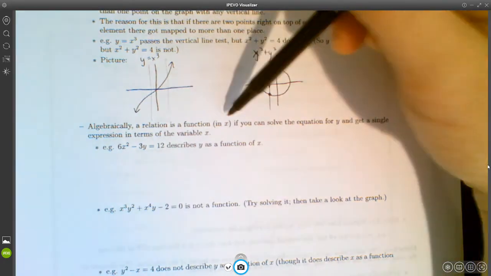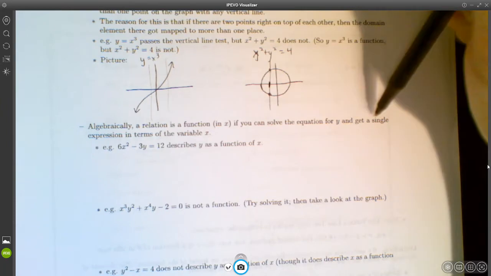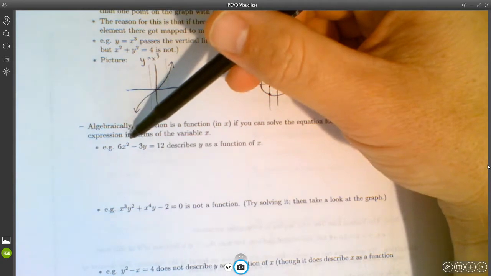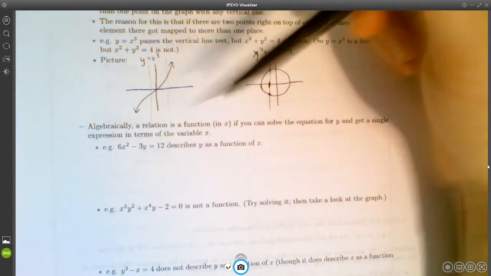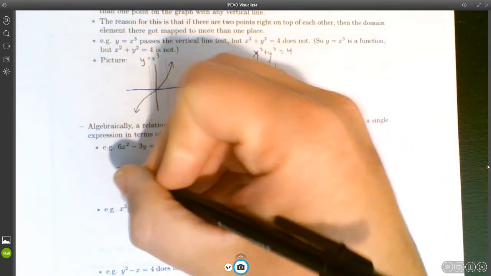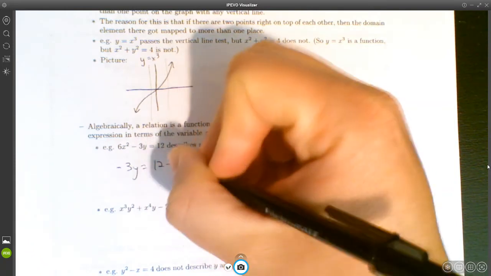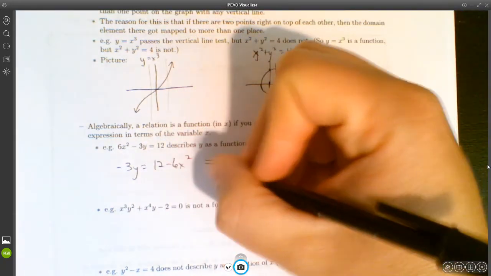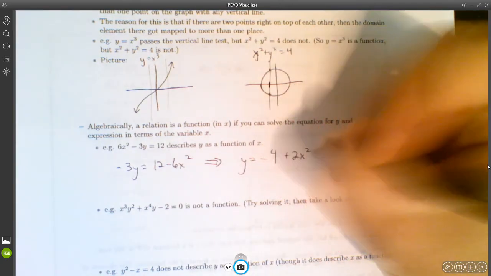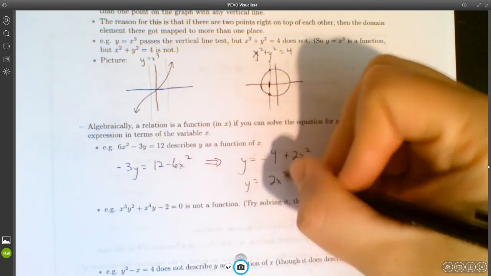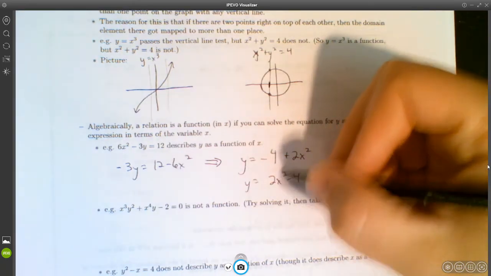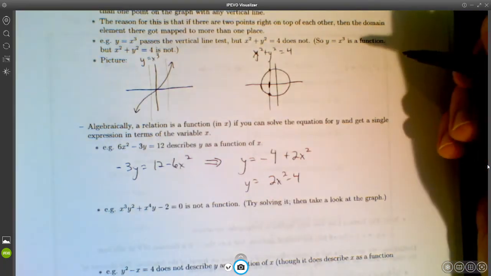Algebraically, a relation is a function in x if you can solve the equation for y and get a single expression in terms of the variable x. For example, 6x squared minus 3y equals 12 describes y as a function of x. You can tell because you can solve this thing for y, right? You can get negative 3y equals 12 minus 6x squared, and then you can divide by negative 3, and you get y equals negative 4 plus 2x squared, or if you prefer, you could say y equals 2x squared minus 4. But it's a function, right? It's a function because for each input value of x, you're only going to get one output value for y.